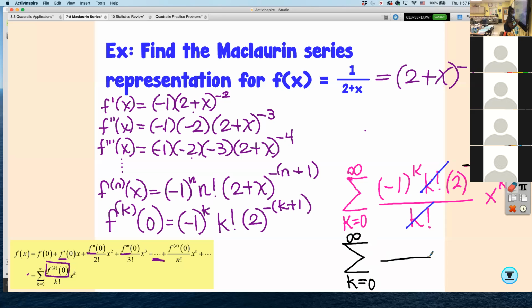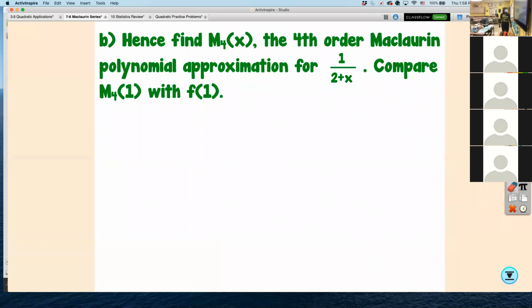So that becomes my denominator. So I have 2 to the negative, nope, it's not negative anymore. It'll be 2 to the regular k plus 1 power. I have a -1 to the k power at the top still, and I'm being multiplied by x to the k power. And that is the Maclaurin series representation for this particular function. It's a tad bit different, but let's keep going.